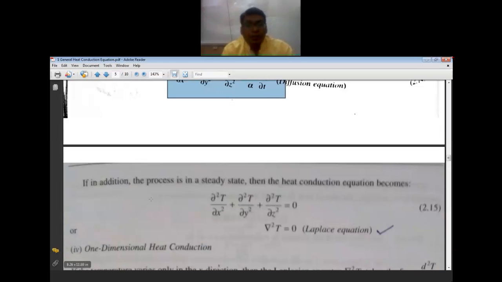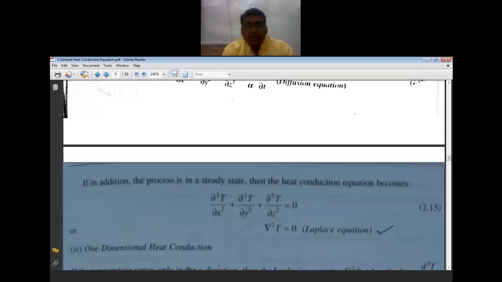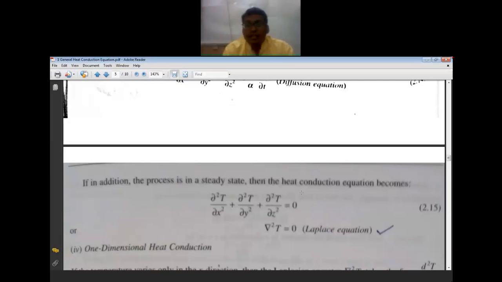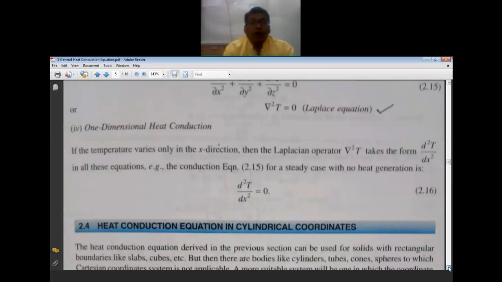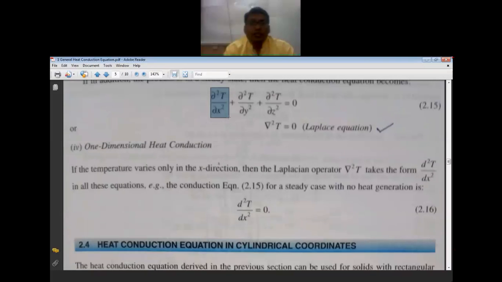So in addition, if the process is steady state, then the heat conduction equation becomes delta square T equals 0. That is what is called the Laplace equation. Now coming to the one-dimensional heat conduction equation. So this is the three-dimensional equation that we have already discussed. Out of that, only the one-dimensional equation we have to consider.